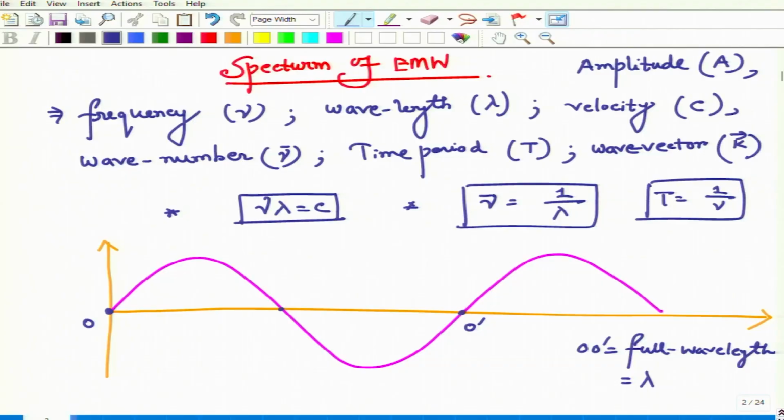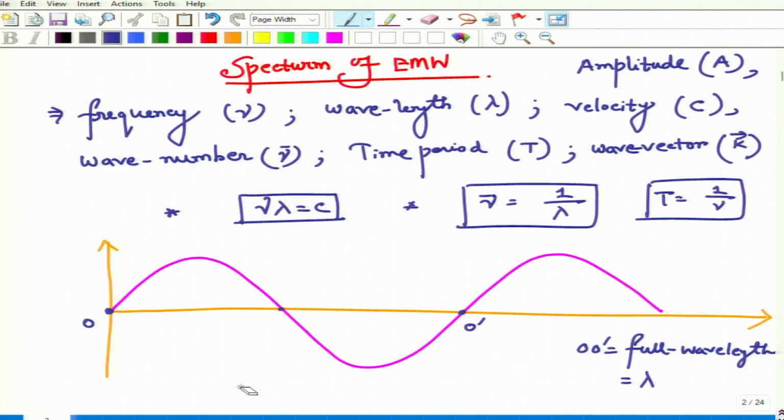Frequency is a general term which stands for the repetition of any quantity in a particular unit time. That may be a full wave, or the circular rotation of the fan, or any kind of parameter. But here for a wave, the frequency stands for the number of full waves in a unit second. So if 10 full waves are generated in 1 second, then nu will be 10. This is the frequency.